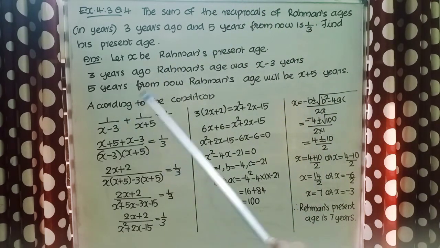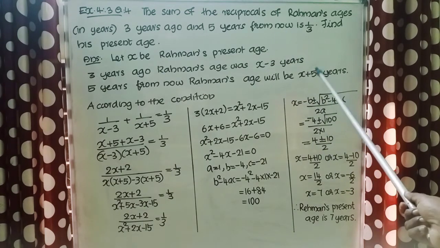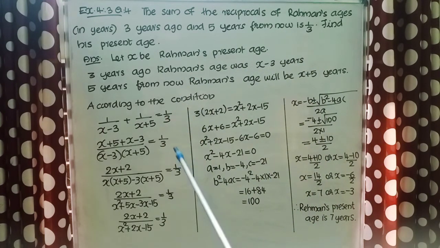So according to the condition, 1 by x minus 3 plus 1 by x plus 5 equal to 1 by 3. To make it a quadratic equation, let us cross multiply it. We get x plus 5 plus x minus 3 whole divided by x minus 3 into x plus 5 equal to 1 by 3. That is 2x plus 2 whole divided by x square plus 5x minus 3x minus 15 equal to 1 by 3. That is 2x plus 2 by x square plus 2x minus 15 equal to 1 by 3.